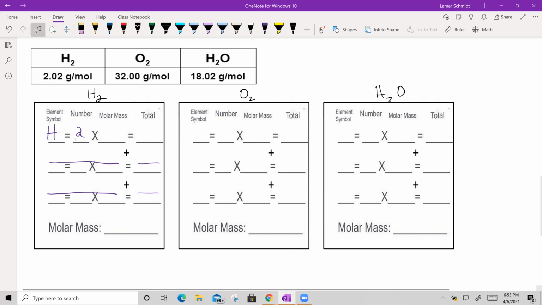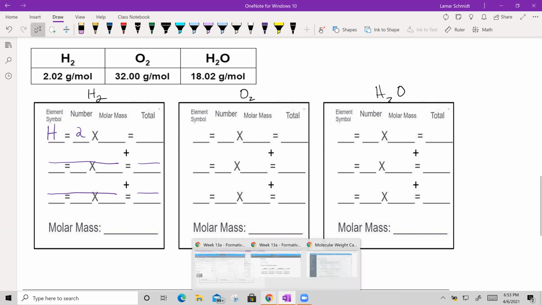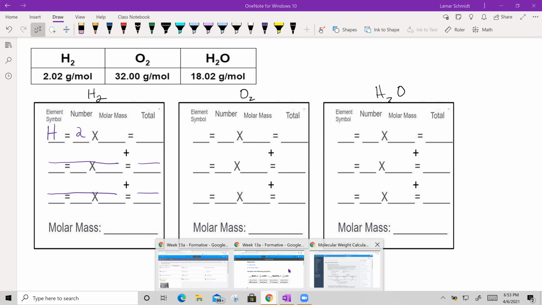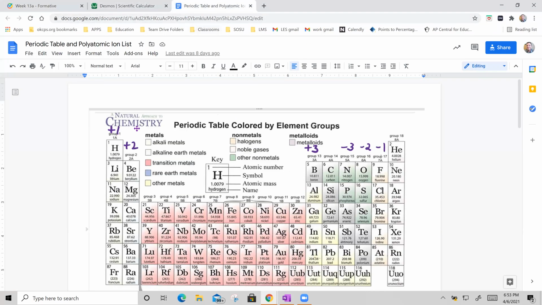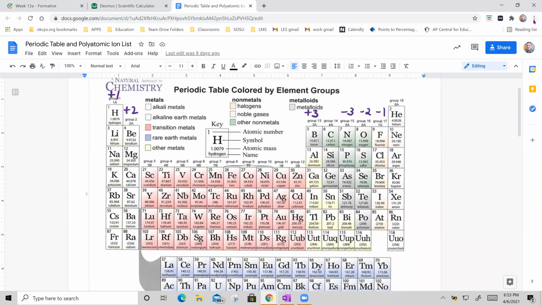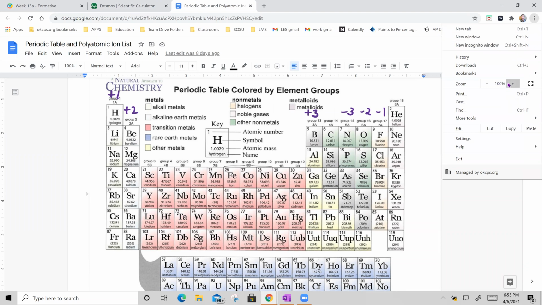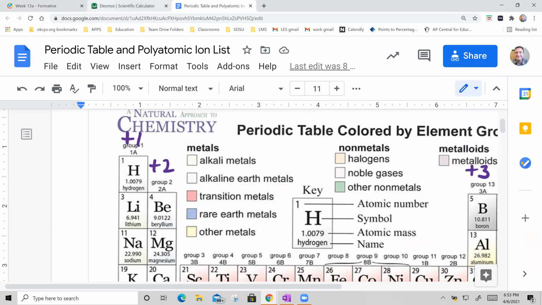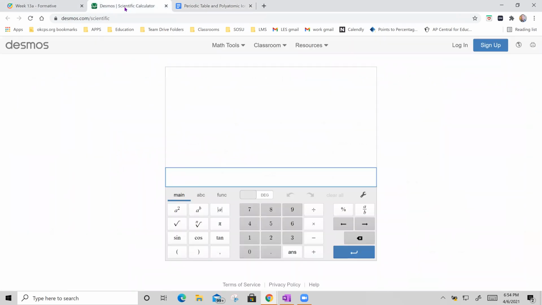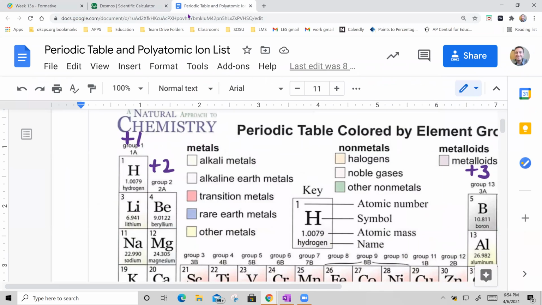And this is where you're going to use your periodic table. So you're going to go to the periodic table that you have open. You're going to find hydrogen. All right. And we see hydrogen. Let's see if we can expand this view. And we see that hydrogen is 1.0079. I'm going to round that to 1.01. All right. And a lot of periodic tables do that. So we'll say 1.01.